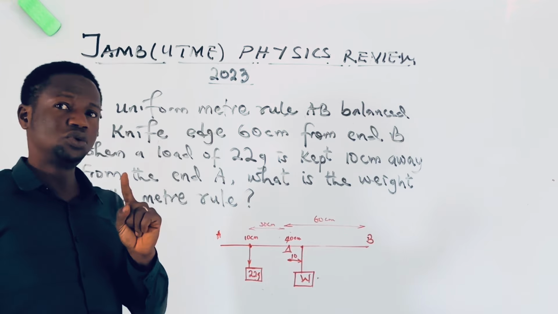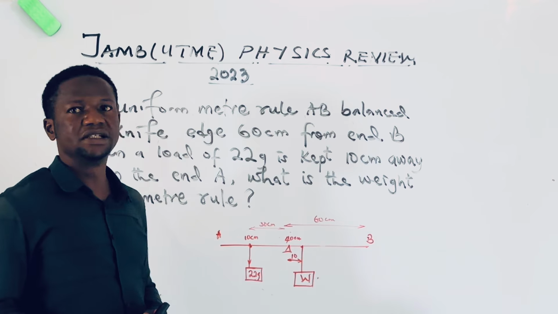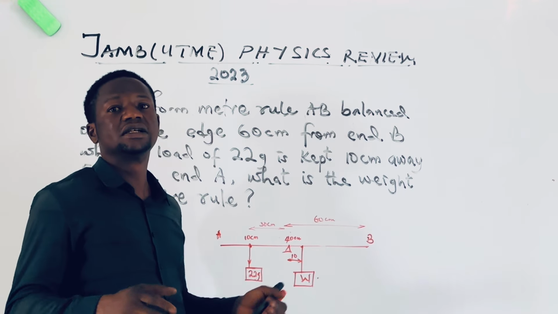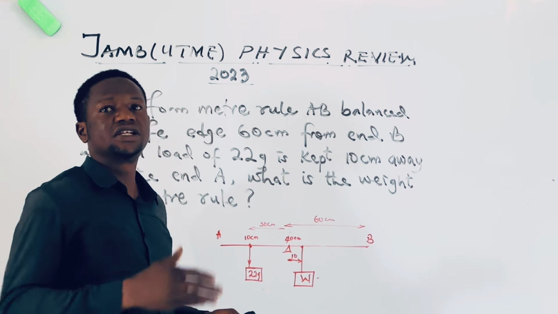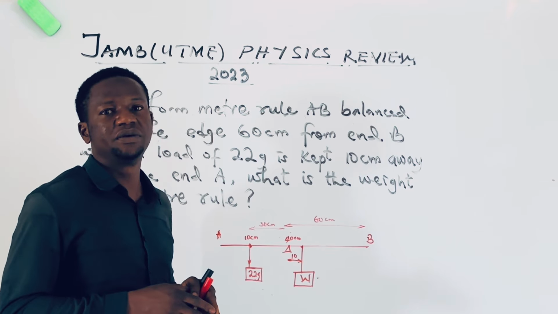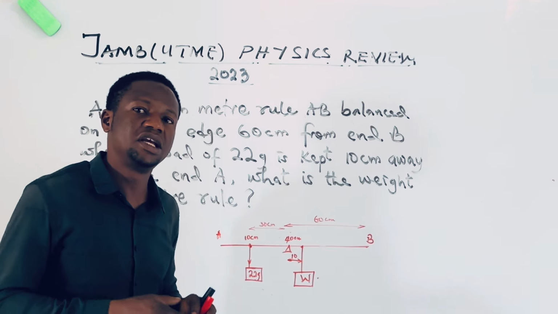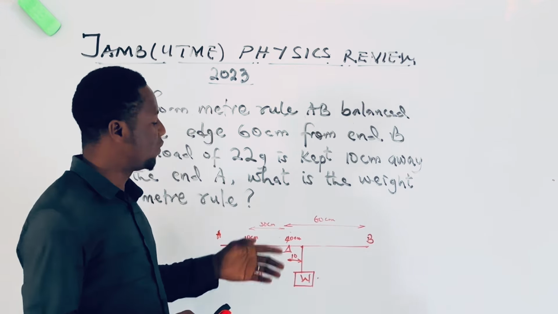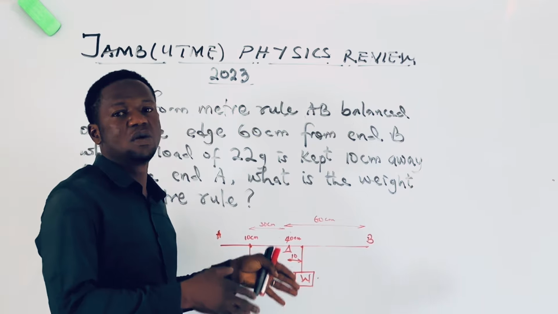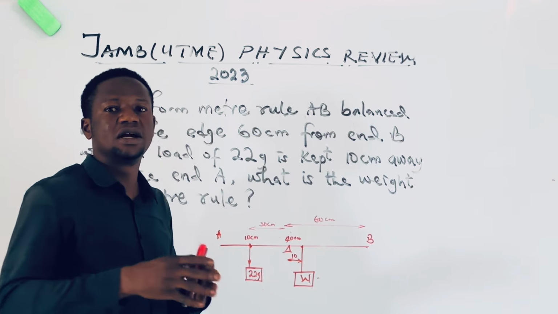Two, with respect to the moment about a point, if we consider a turning point, the algebraic sum of the moments about a point must be equal to 0 if a body will be in equilibrium. In other words, the total clockwise moment must be equal to the total anticlockwise moment.